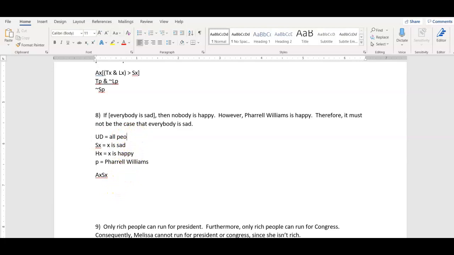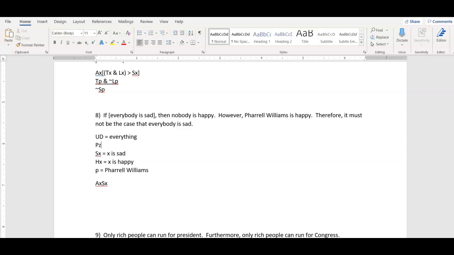I mean, here's the difference. If you set the UD for everything, then you would need PX equals X is a person, right? And then you need this to be for all X, if X is a person, then X is sad, right? So you can see how by setting the UD to a smaller domain, it makes your sentences less complicated, right?